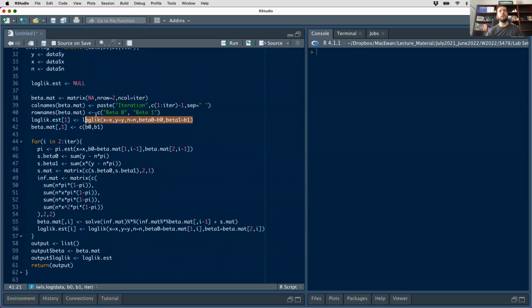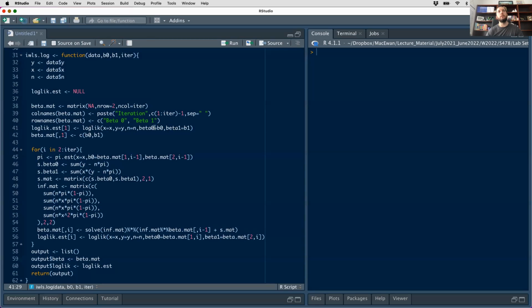And then after I created my matrix, I computed the log likelihood given my initial value for B0 and B1. So this is just so I have a reference to know where the algorithm is starting, and then I'll let the algorithm progress from the starting values to the converged values. And I can track the likelihood in this way. So this is my initial likelihood value given the initial B1 and B0.